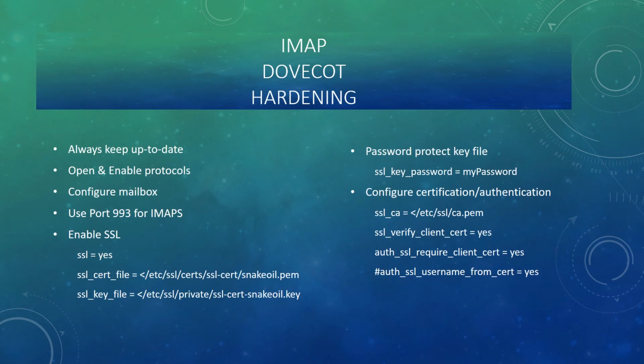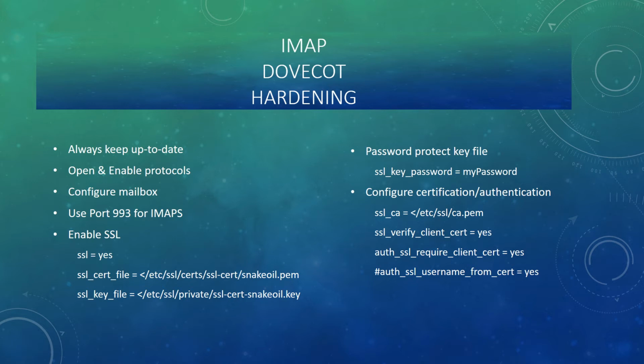Alrighty, to harden the Dovecot server for IMAP protocols, you will want to first off always keep your system up to date. Always install all patches so it ensures the security of your system along with the network, if you are working with an entire network. You want to open and enable protocols. You also want to configure your mailbox.